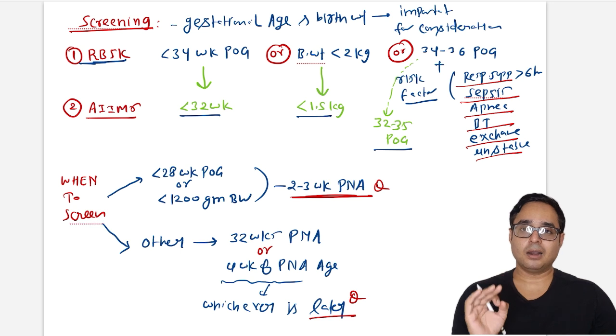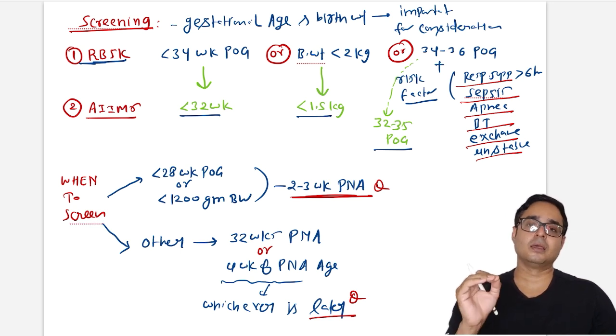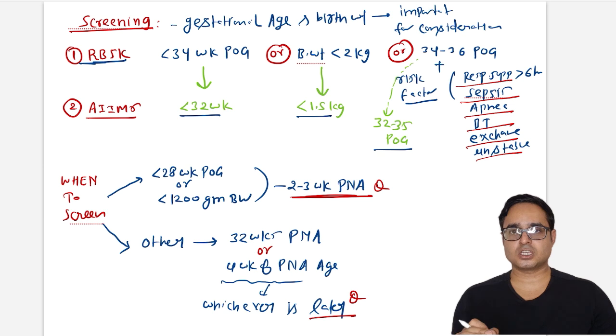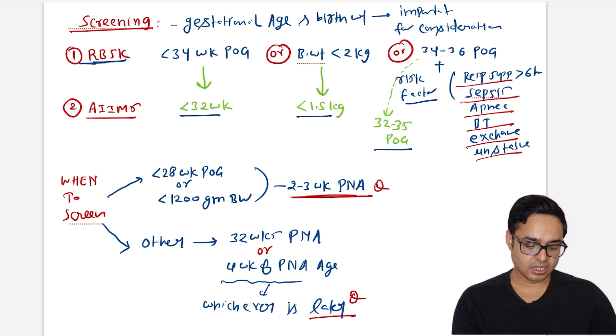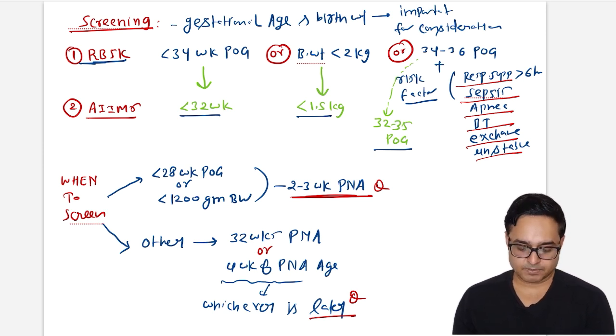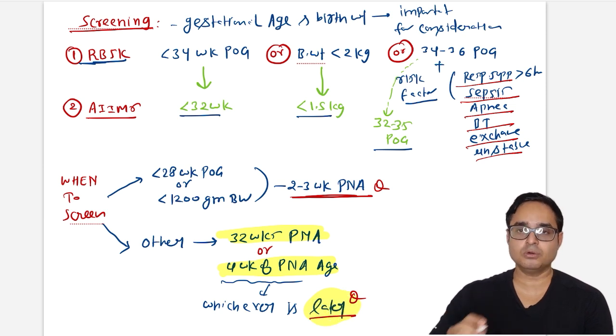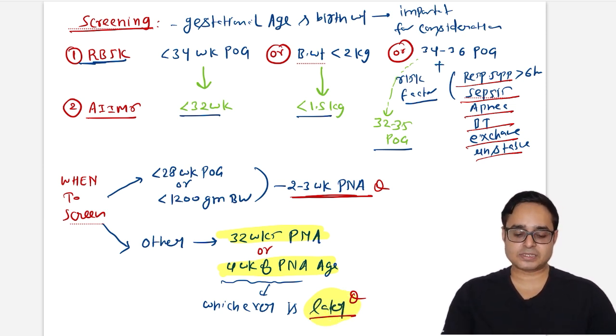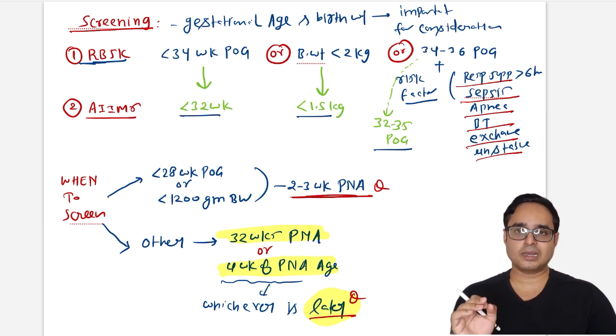Very important, early screening is required in neonates born less than 28 weeks of gestation or less than 1200 grams of birth weight. In other conditions, newborns born after 28 weeks of gestation with more than 1200 grams birth weight, screen at 32 weeks, or 4 weeks of postnatal age, whichever is later. So you have to remember, this was a PYQ. It is not which is earlier, it is later.